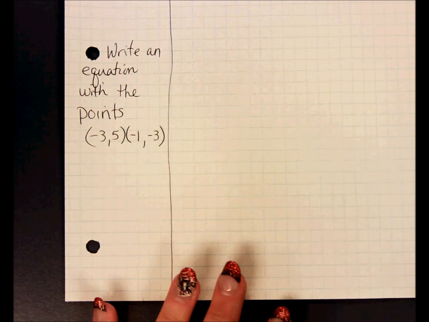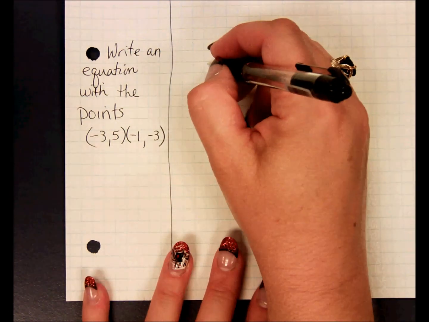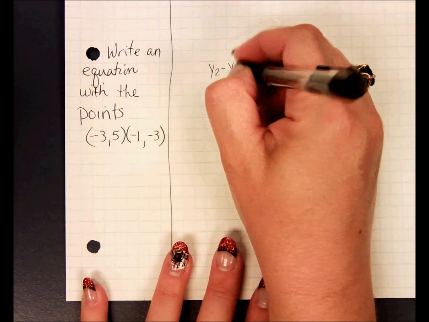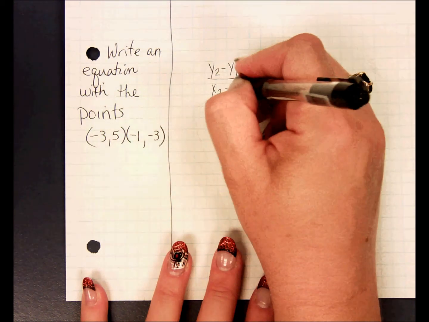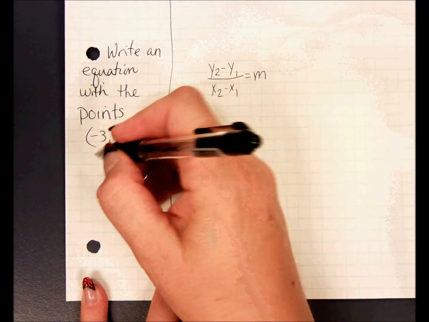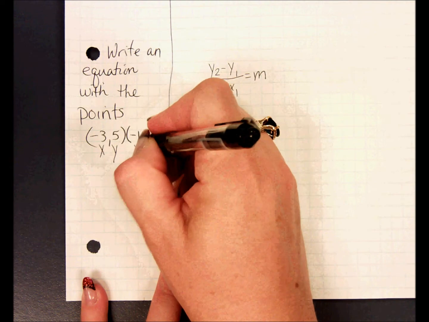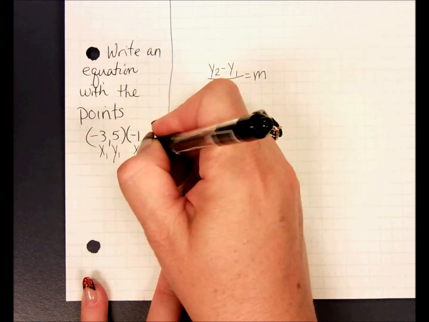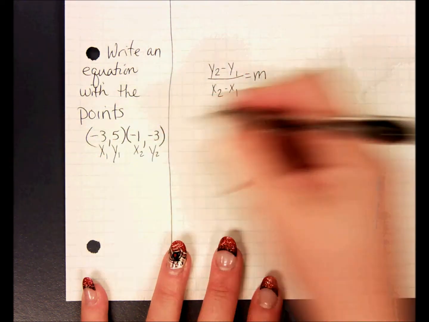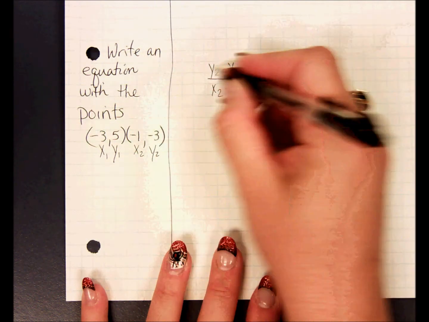Now they gave us 2 points and they asked us to graph it. So again, we need to have our slope. So we're going to do y2 minus y1 over x2 minus x1. So again, label them xy, xy. Make this one your 1 and this one your 2. Doesn't matter. This is y2 is negative 3.